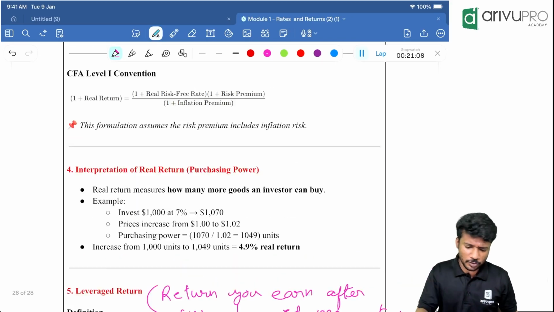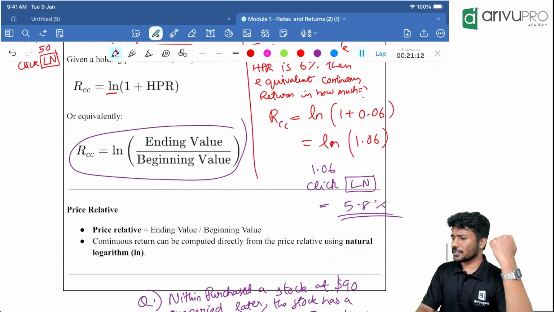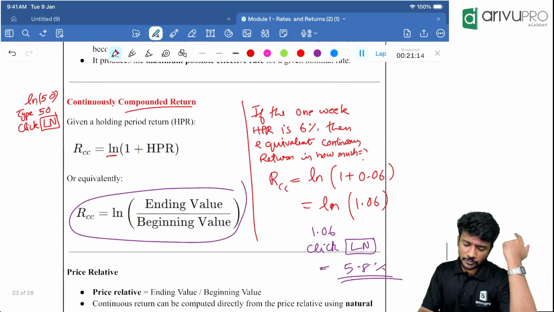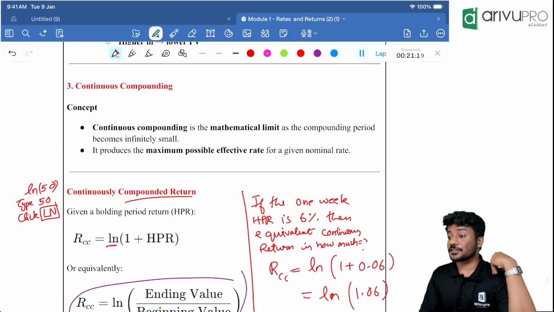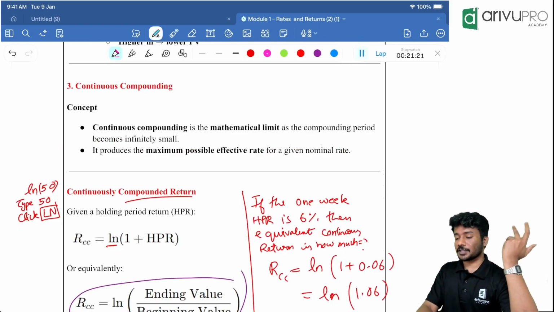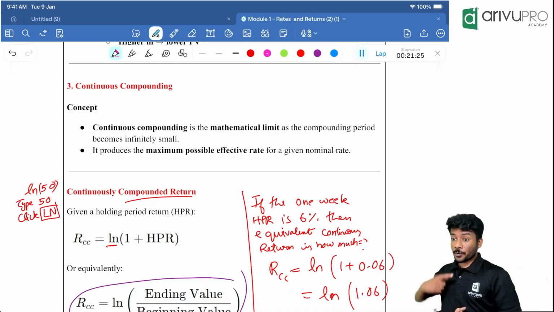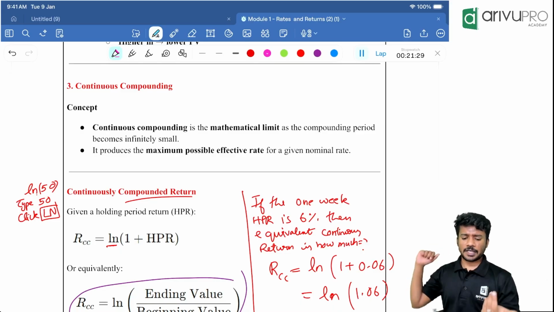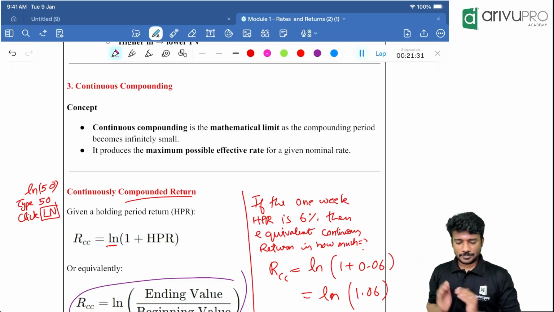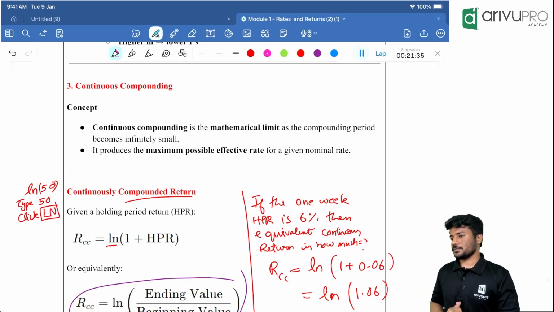Then what all things we studied today? Money weighted return we studied, then time weighted return we studied. Then we studied continuous compounding return. What do you mean by continuous compounding return? Every minute or every second it is getting exponentially compounded. That is the basic meaning. Exponentially compounded. That also we studied. So all these things together constitute your first chapter.